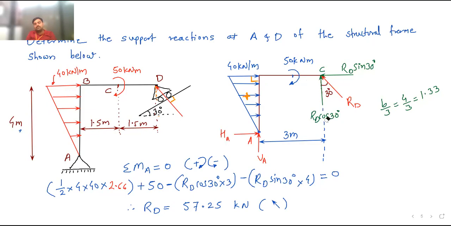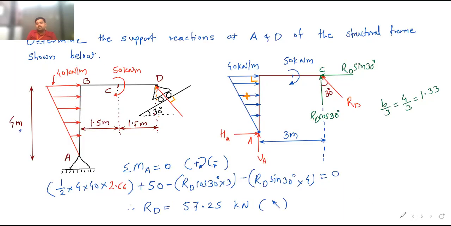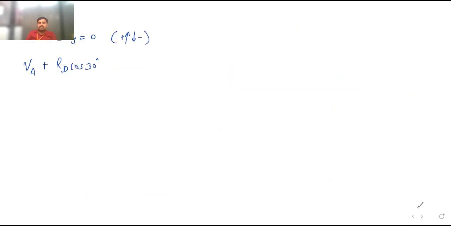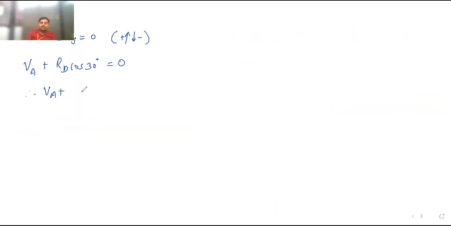Next is this RD cos 30. It is also moving up, so I will write plus RD cos 30. Then is any other force there? No. So this is equal to 0. Therefore, VA plus 57.25 RD cos 30.